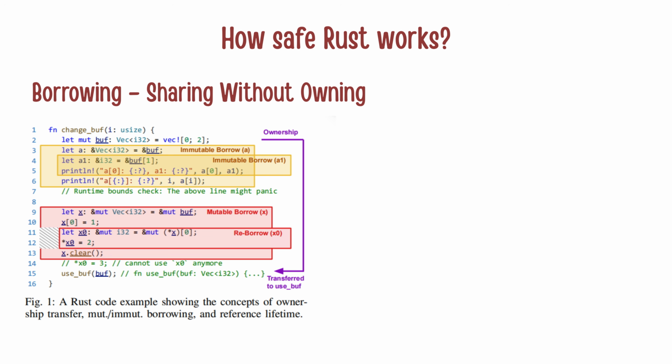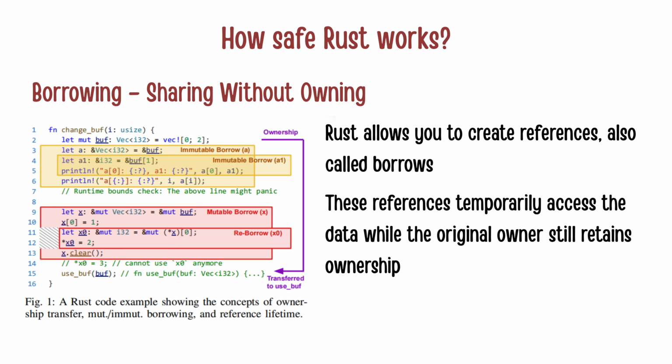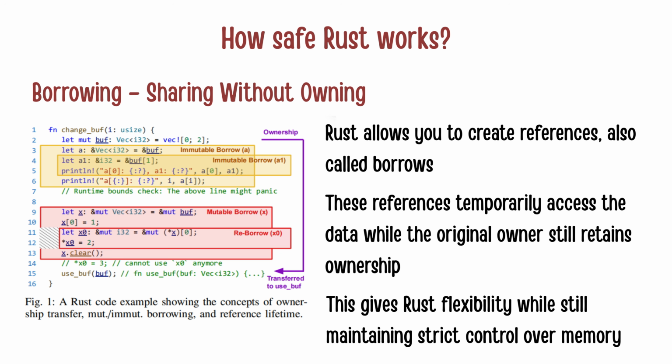But if every object has only one owner, how do multiple parts of a program access the same data? That's where borrowing comes in. Instead of transferring ownership, Rust allows you to create references, also called borrows. These references temporarily access the data while the original owner still retains ownership. This gives Rust flexibility while still maintaining strict control over memory.